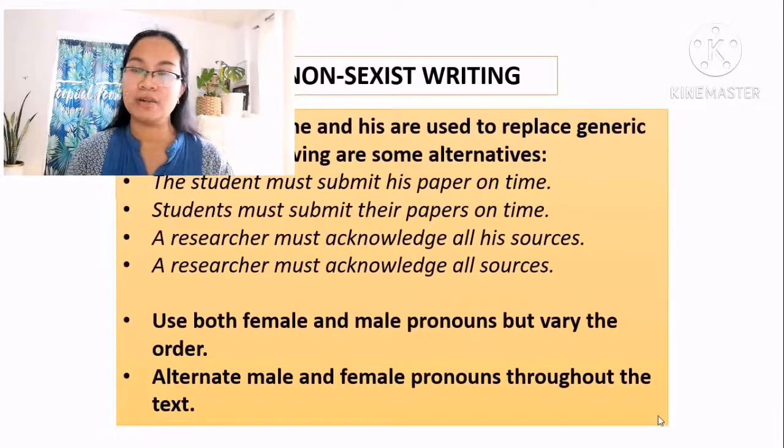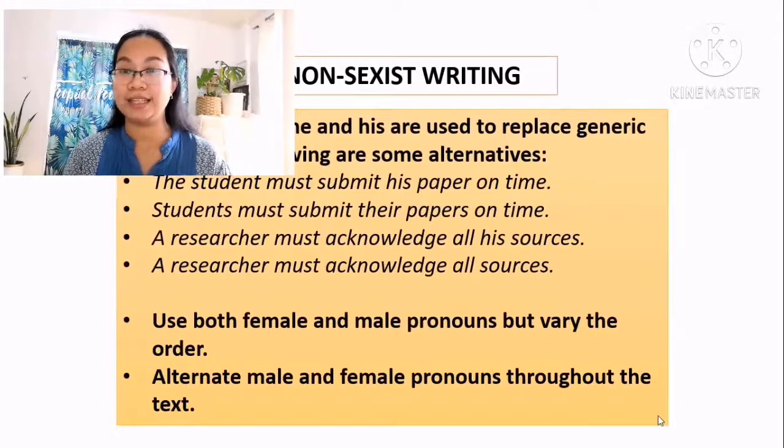Pwede naman din gamitin yung his. Pwede gamitin yung her. Pero we alternate. Tapos, wag yung palagi daw nauuna naman yung sa lalaki. Okay? Alternate male and female pronouns throughout the text.